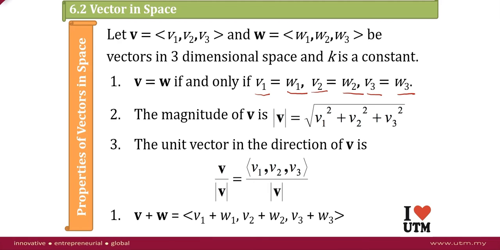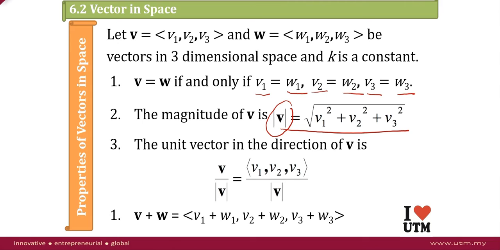And the magnitude, if you still remember, magnitude means its length. The magnitude of vector v can be calculated by using this formula. We put the modulus because we want to make sure that the value is always positive. This is the formula: just square every component in the vector v, add them together, and then take the square root of the summation. That is the magnitude of vector v.